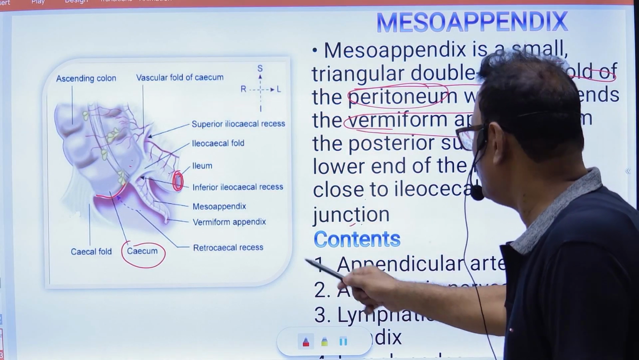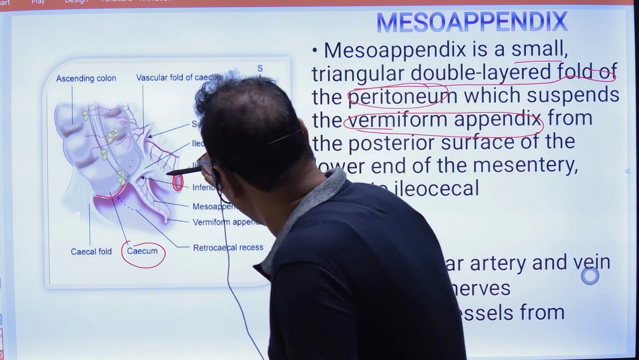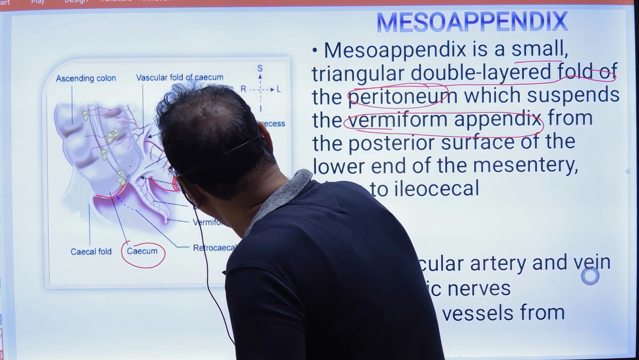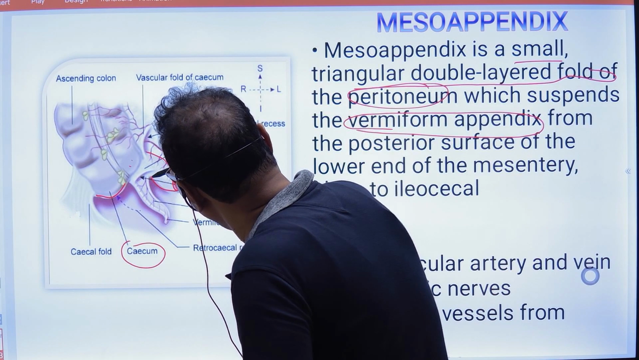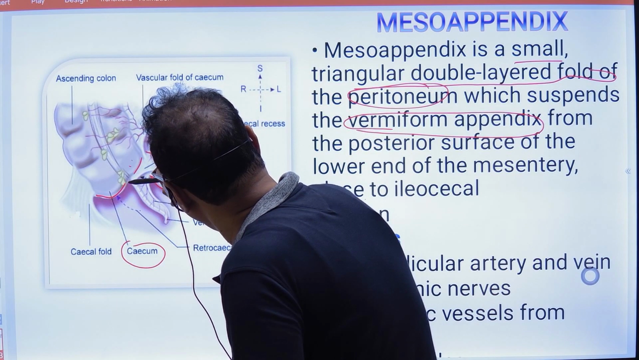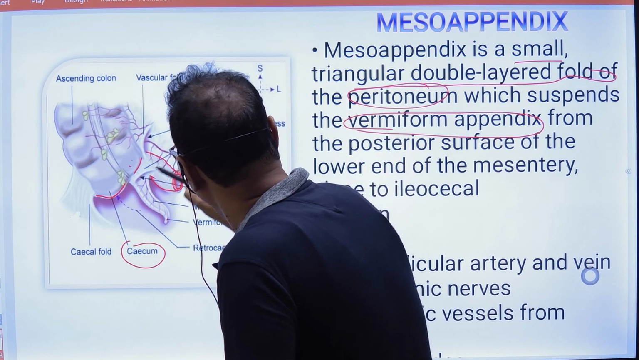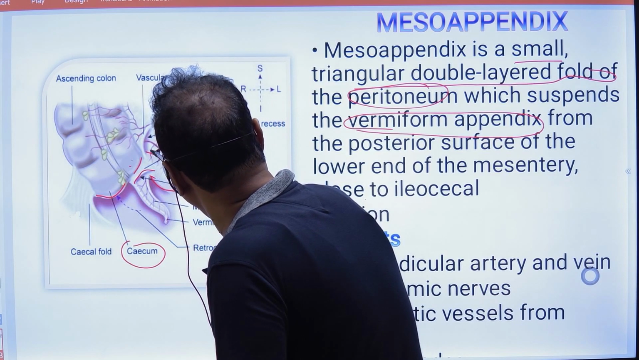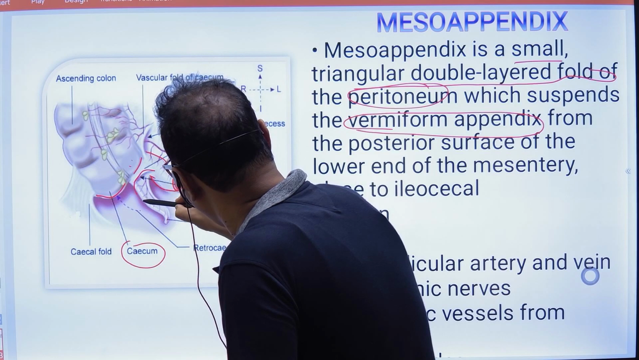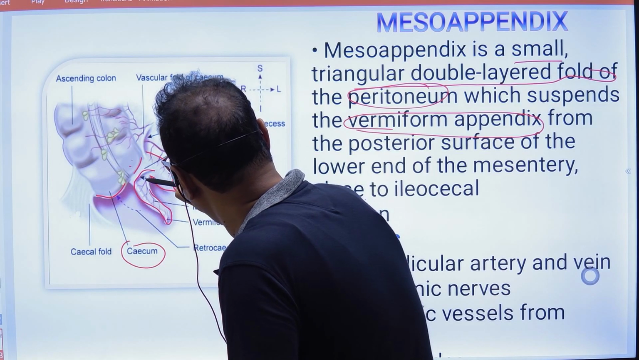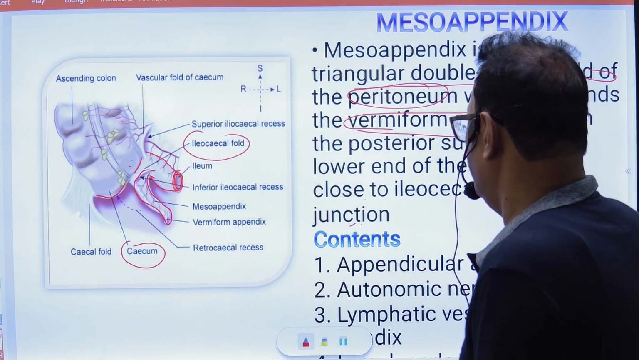What will it contain? This is the iliac region. This is the ileum, which is coming to the cecal region. And here is the ileocecal fold. The ileocecal fold of the peritoneum curves like this, and it will enclose the appendix.